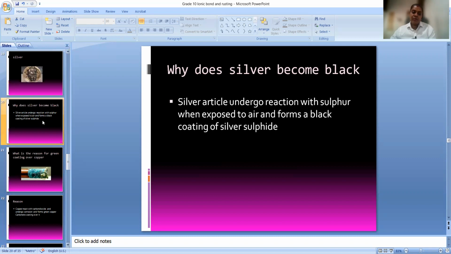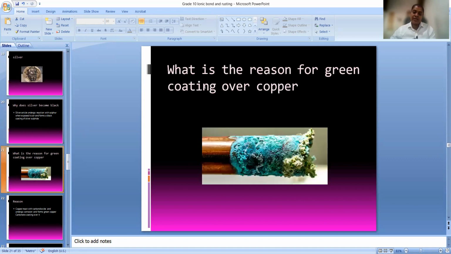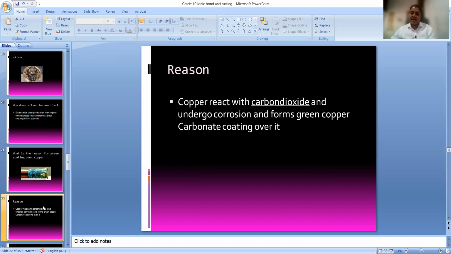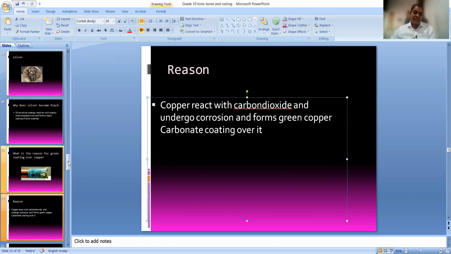And next, look at this copper rod. When you expose it to air, it becomes green. What is the reason for that? Because this copper will react with carbon dioxide. Understand? When it reacts with carbon dioxide, it will form copper carbonate, which has a green color. That is the reason.